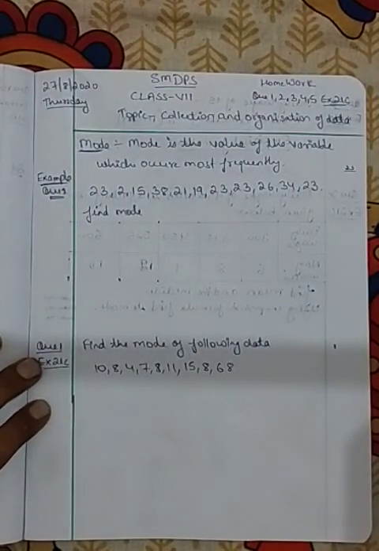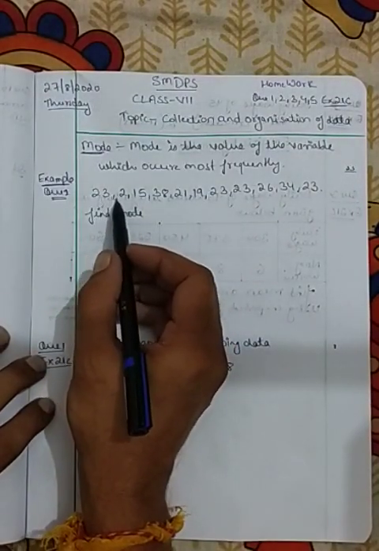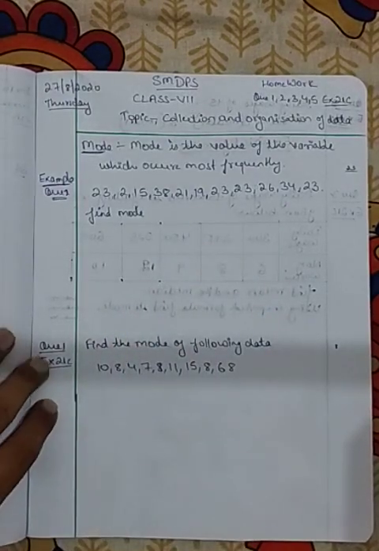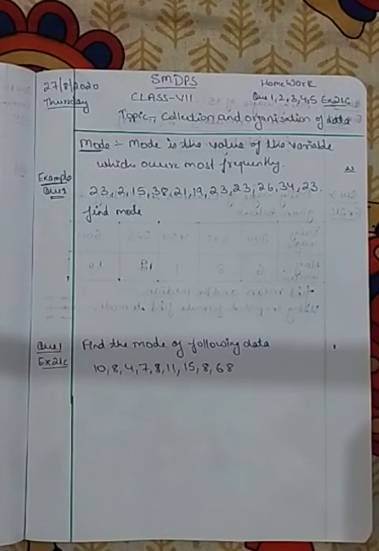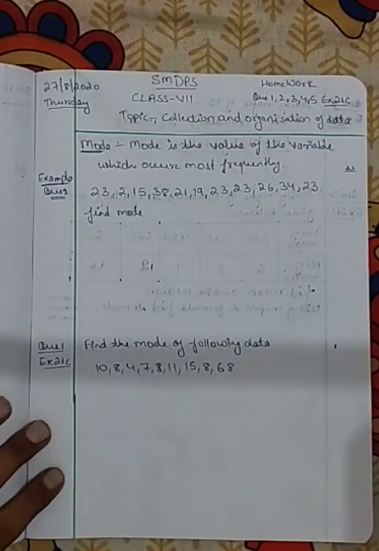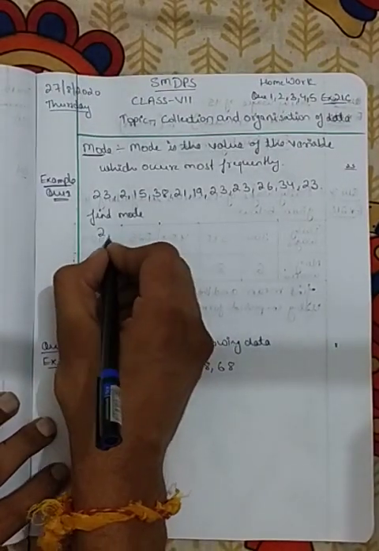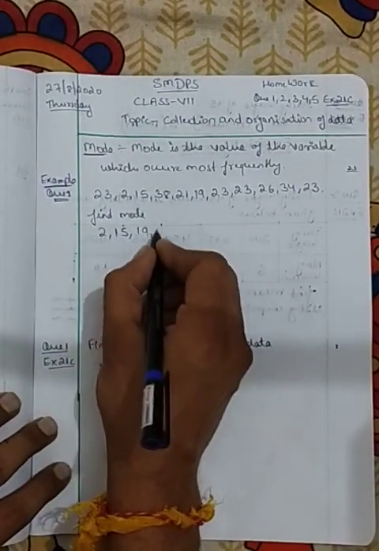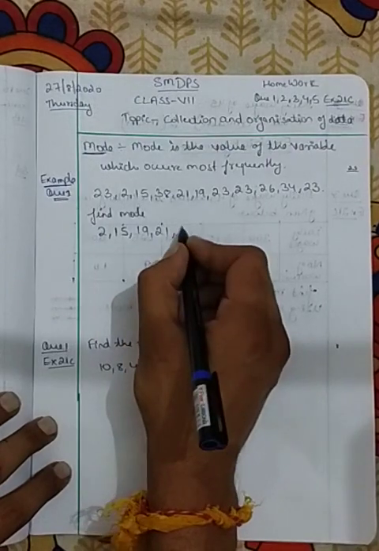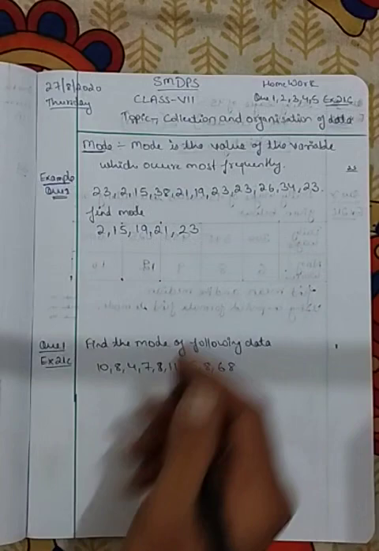To understand the mode, let's take an example. We have some observations here: 21, 23, 2, 15, 38, 21, 19, 23, 23, 26, 34 and 23. We need to get the mode of this data. The first thing you need to do is arrange it in ascending order. So arranging it in ascending order, 2 will come first, then 15, 19, 21, after that 23. 23 how many times?